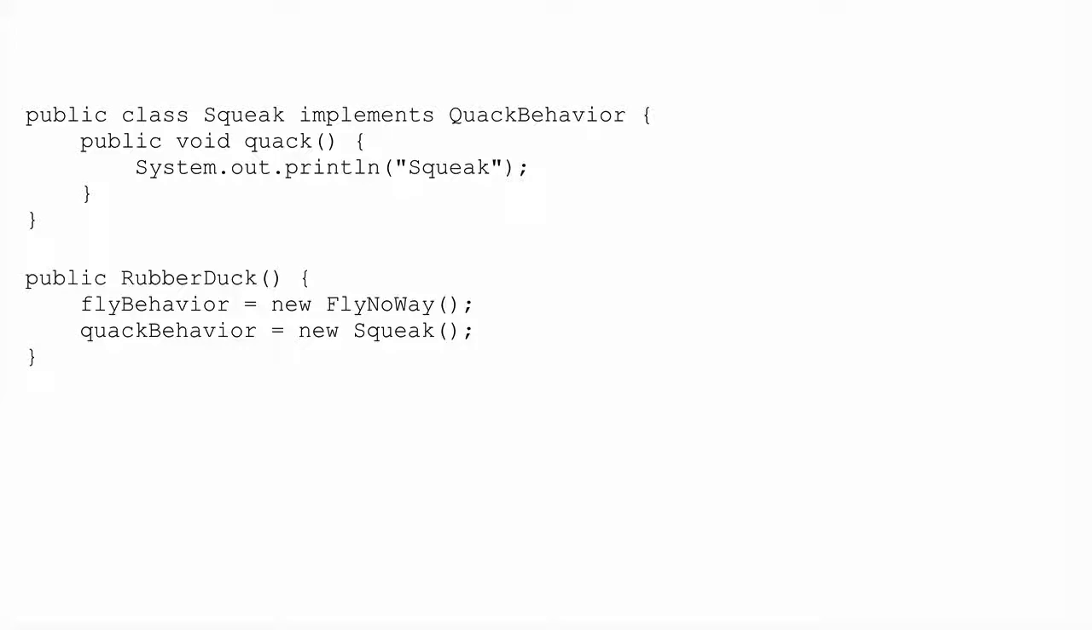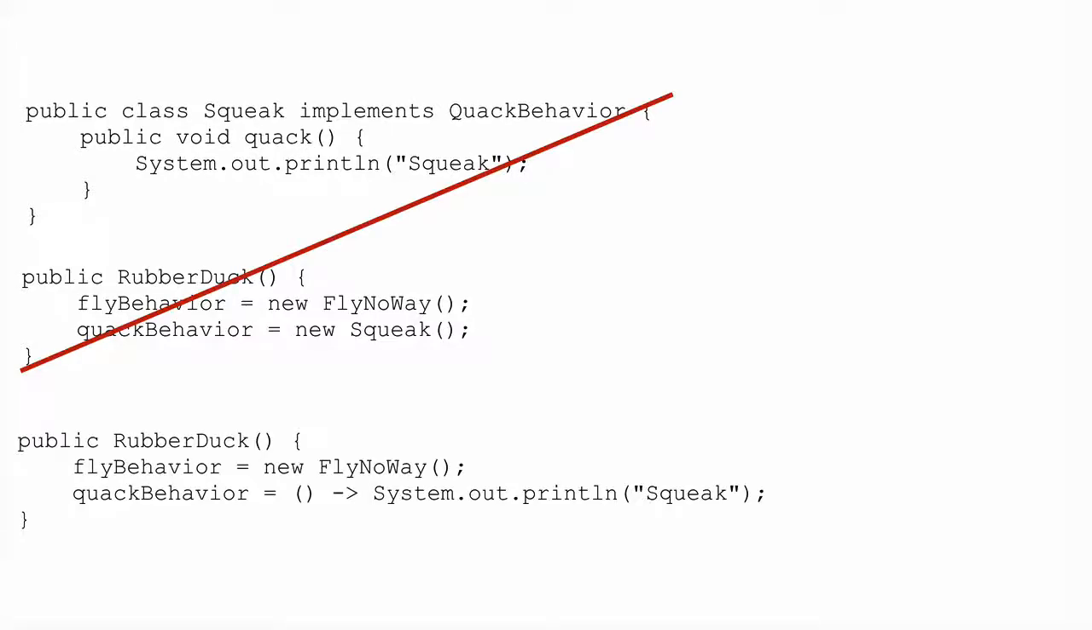Now, using lambdas, we can replace both the Squeak class and the code to create a new Squeak object with this simple code instead. In other words, just one lambda expression that prints out "Squeak".